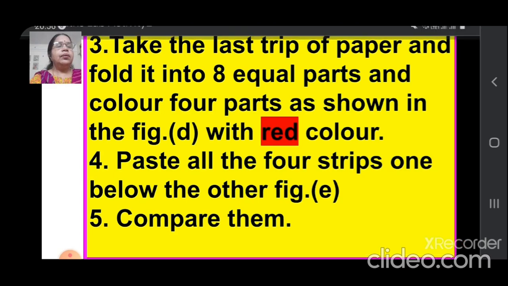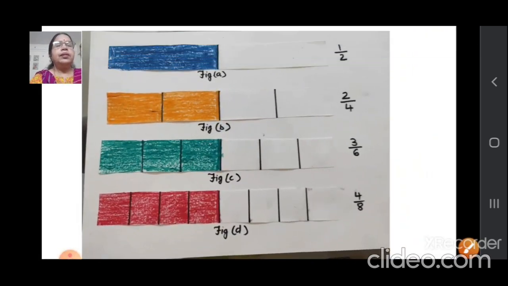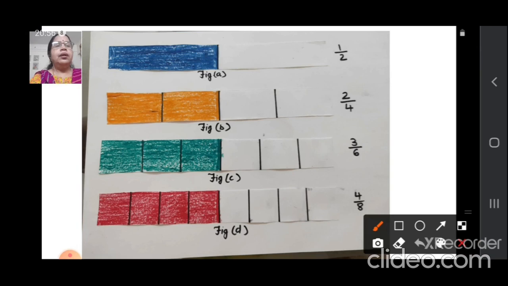Then like this you have to stick the strips of papers showing different fractions on the left side of the MATLAB notebook. The first strip shows 1/2. The fraction associated with colored part is 1/2, and the fraction associated with colored part in the second one is 2/4. In the third it is 3/6, and in the fourth one it is 4/8.